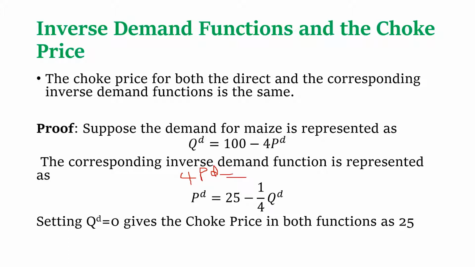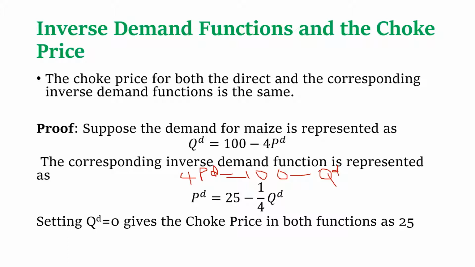And then if you take QD to the right hand side, what are you going to have? Minus QD. That's it. Okay? So we now have minus 4 PD equals 100 minus QD, right? So what do we do here?